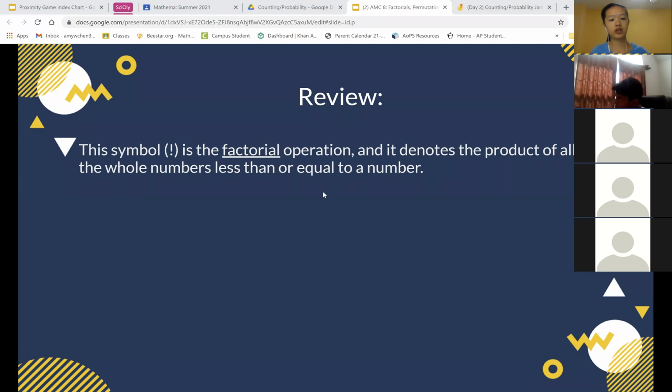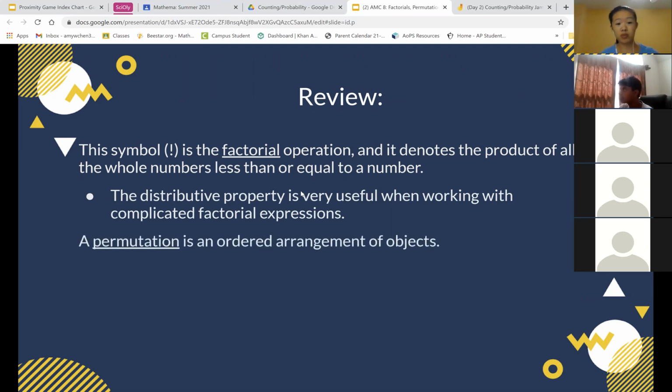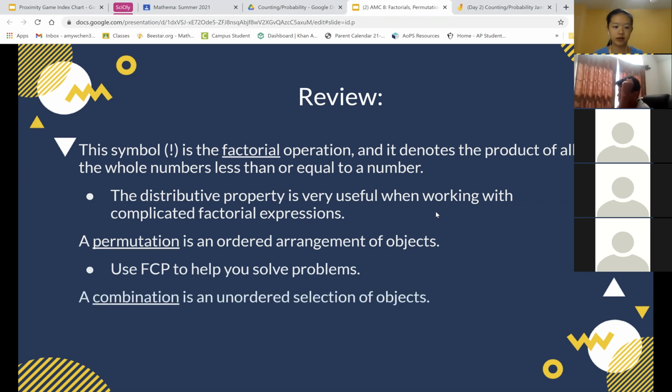So just for review, the exclamation point is the factorial. It denotes the product of all whole numbers less than or equal to the number that the factorial follows. The distributive property is really useful when working with factorial expressions. A permutation is an ordered arrangement of objects. Use the fundamental counting principle to help you solve permutation problems. And finally, a combination is an unordered selection of objects. We use the combination notation to help us solve combination problems.